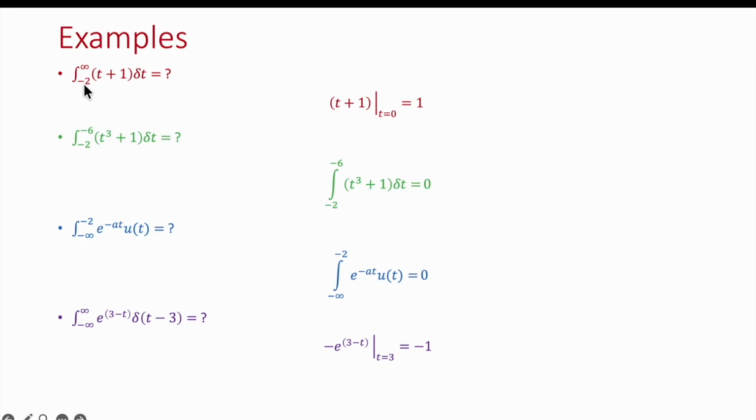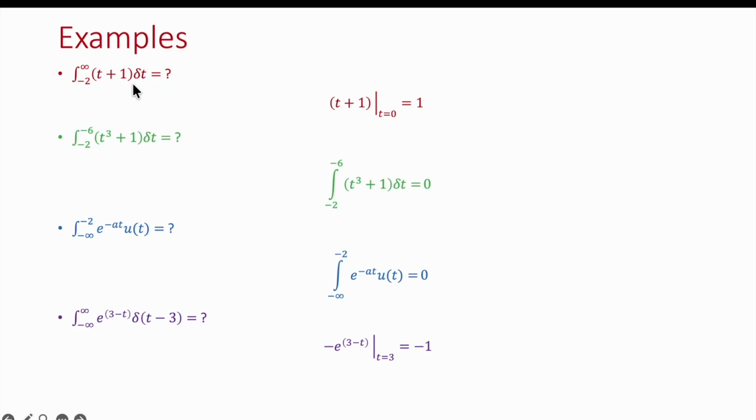Like first, from minus 2 to infinity, t plus 2 delta t. So we need to calculate the integration with respect to delta t, and delta t is the impulse function. We know that we have an impulse signal at 0, when the value of t is equal to 0. So that is why you can straightforwardly write its integration t plus 1 when t is equal to 0, because everywhere else the signal is 0.